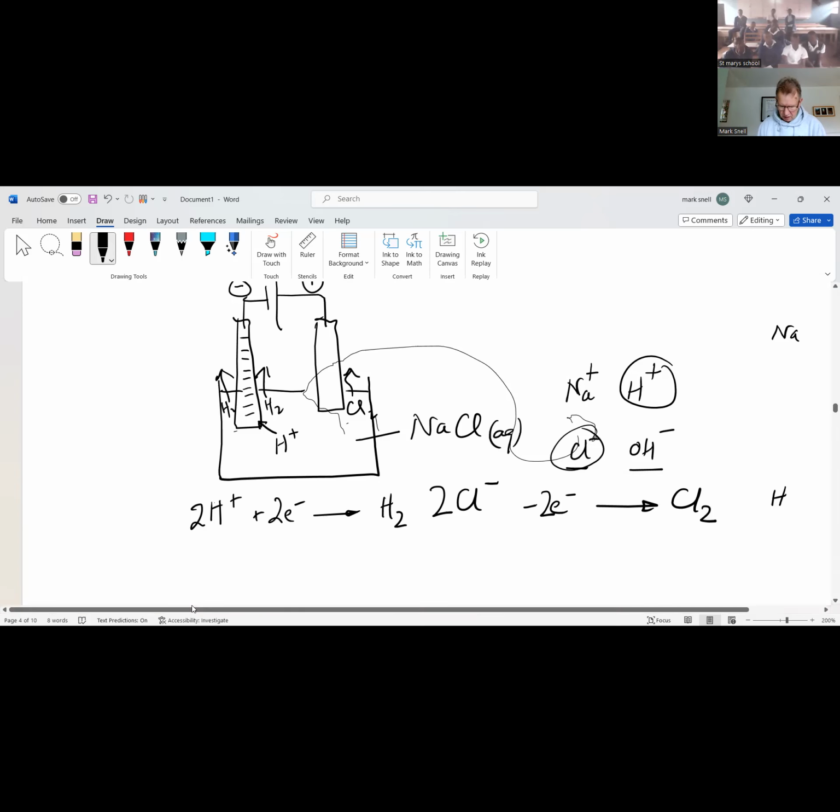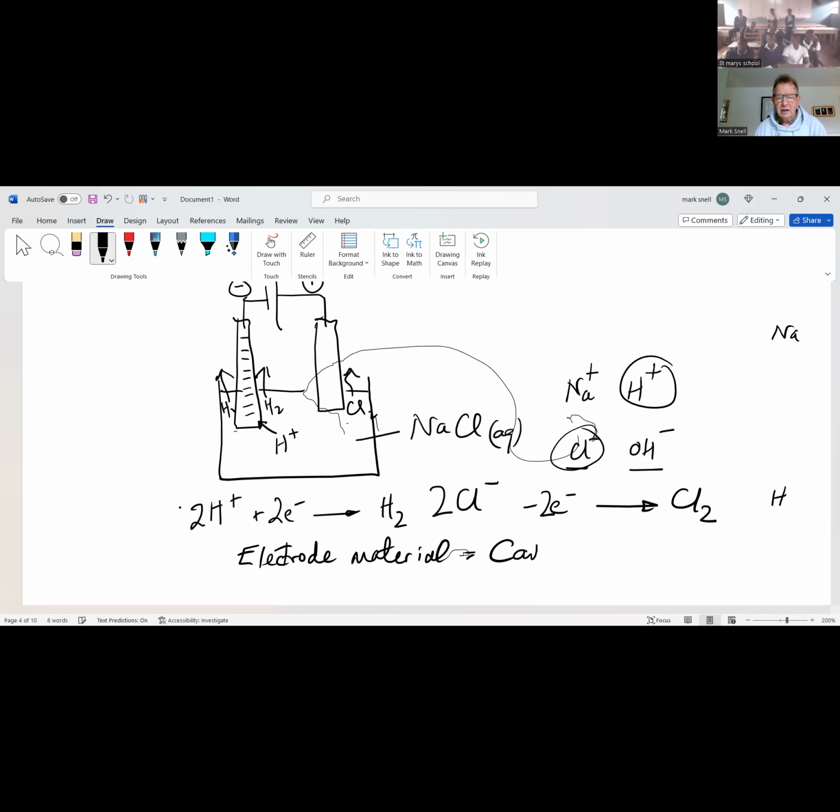Now, the only other question they often ask about these simple ones is the electrode material. And the electrode material is normally carbon. Okay, they sometimes say graphite, but it is basically just carbon. So if they ask you what the electrodes are made of, it is normally graphite.